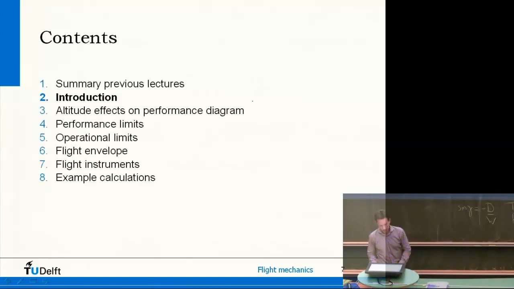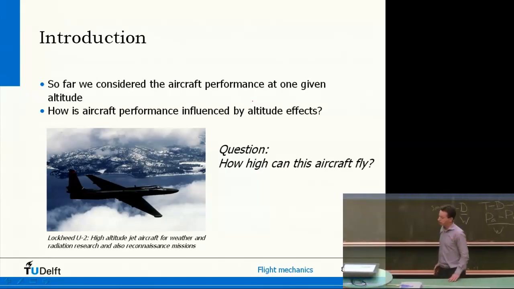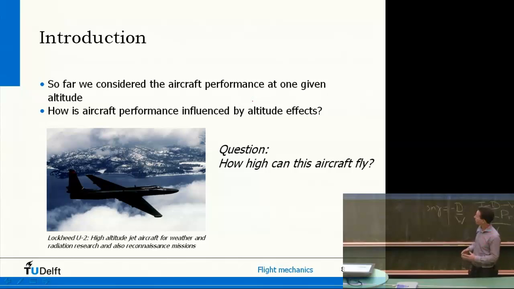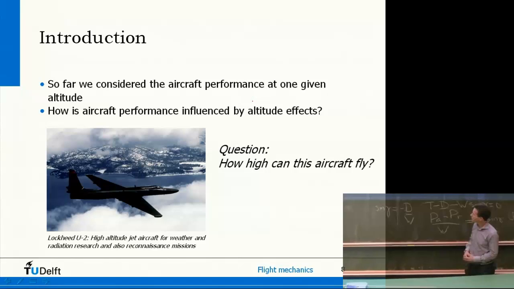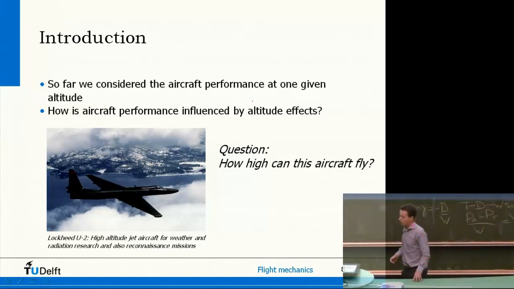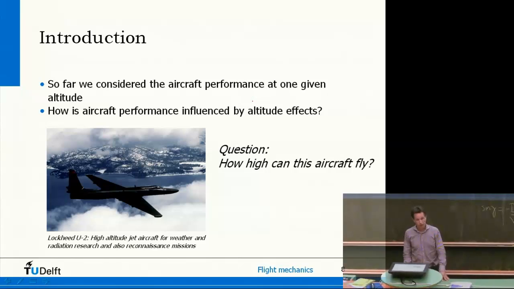Now, let me just show you what this lecture would then be about. Up to now, I've only considered an aircraft flying at a certain altitude. But I want to know what happens if you fly higher. Does the performance become better or worse? So how is this affected? And a nice example is in fact this U-2 airplane. Now I don't know if you know how high it can fly, but it can actually go up to 21 kilometers. And this was already in the 1960s, so that's pretty high. It's twice as high as conventional civil aircraft fly nowadays.